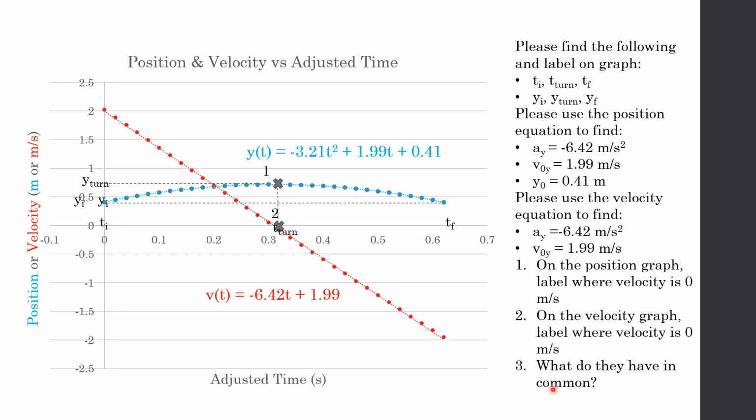And then question number 3 says, what do they have in common? So what they have in common here is t turn. They both share that same time. They have a different y value, because in the case of the velocity, it's going to be t turn comma 0, since t turn is on the x-axis and it's x comma y. But up here, we would have our t turn comma y turn. But in both cases, both of these x's are sharing the point t turn.